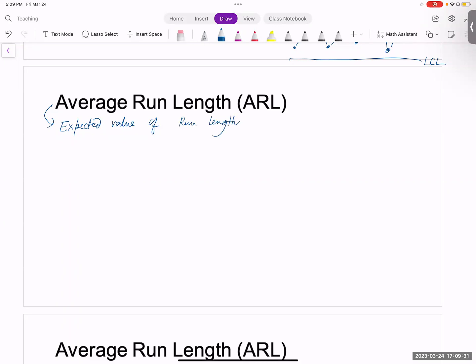Okay, now let's try to understand what this expected value really means. Now you can compute run length when your process is in control. You can compute your run length when the process is out of control. When the process is in control, we call it average run length 0. This is when the process is in control. And let's try to understand what this actually means.